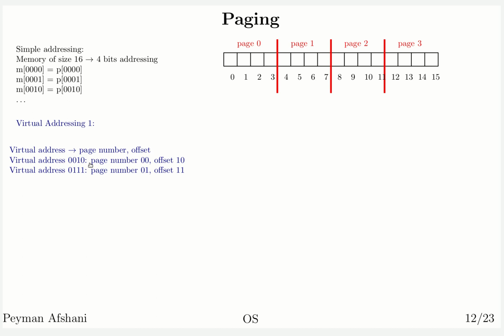Cutting the address into 2 parts, 2 high bits and 2 low bits, corresponds to the following operation when you look at the linear layout of these bytes. Page 0 corresponds to the first 4 bytes of the memory. This is because when you write down the addresses of these bytes, you get the following. So 0 is, of course, 0, 0, 0, 0, and 3 is 0, 0, 1, 1.